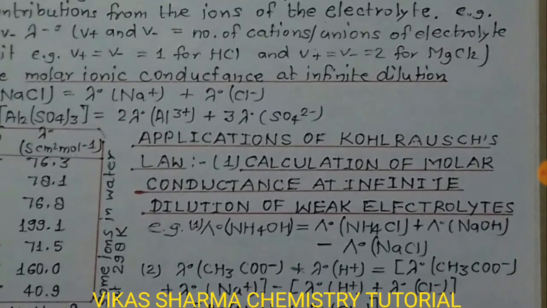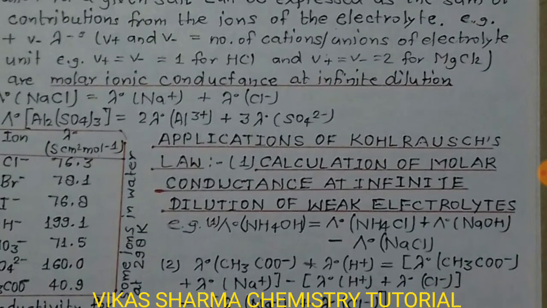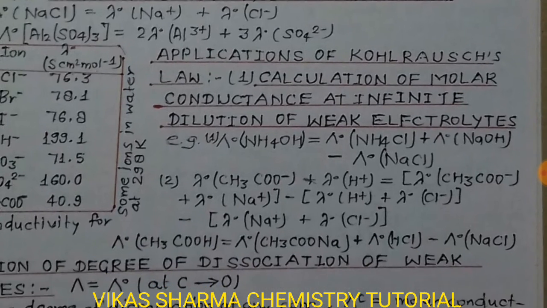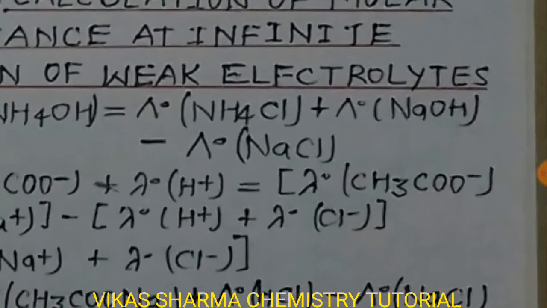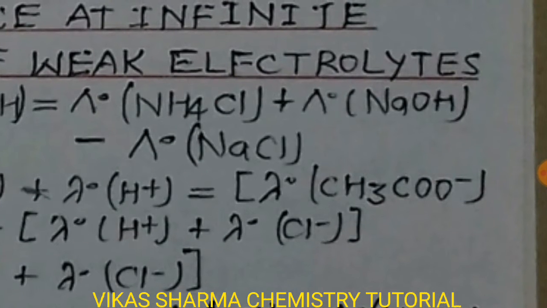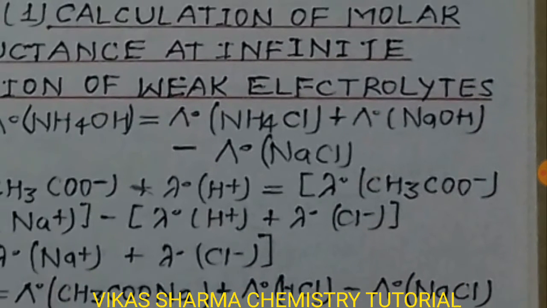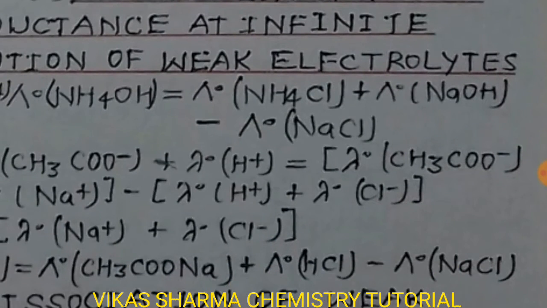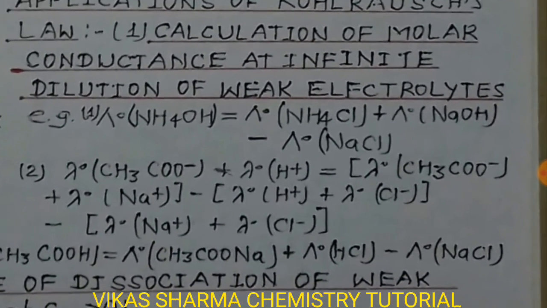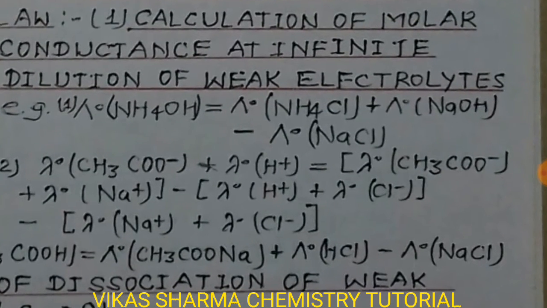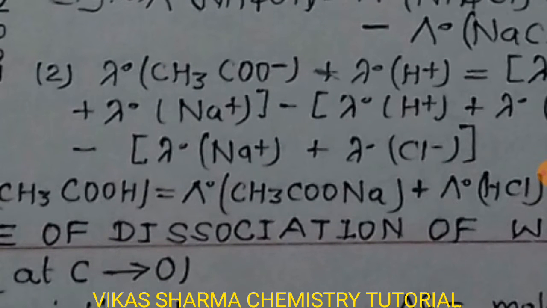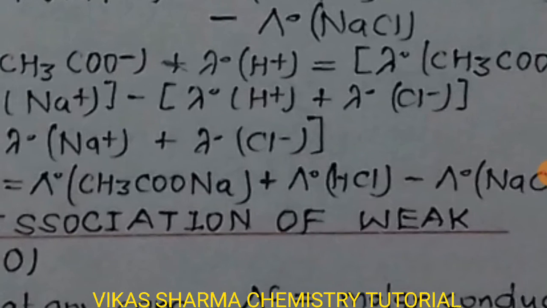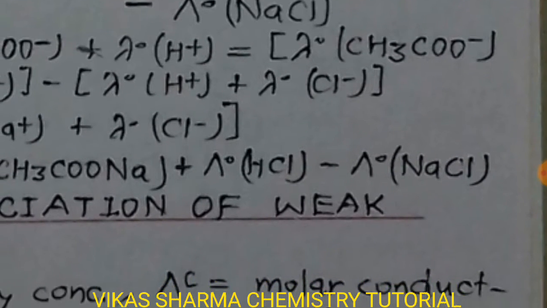So what are the applications of Kohlrausch's law? First, the calculation of molar conductance at infinite dilution of a weak electrolyte. For example, ammonium hydroxide is a weak electrolyte, meaning the dissociation rate is very low. So it is equal to the molar conductance of ammonium chloride plus the molar conductance of sodium hydroxide, then subtracting the molar conductance of sodium chloride. Another case, for example, acetic acid: it is the molar conductance of acetate ion plus the molar conductance of sodium ion, then subtracting the molar conductance of hydrogen ion and the molar conductance of chloride ion.